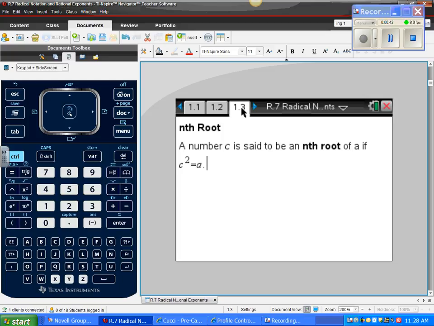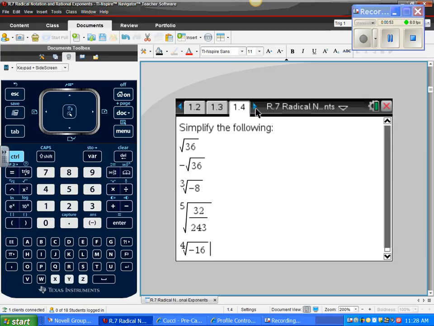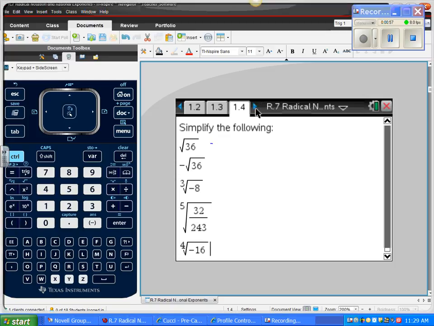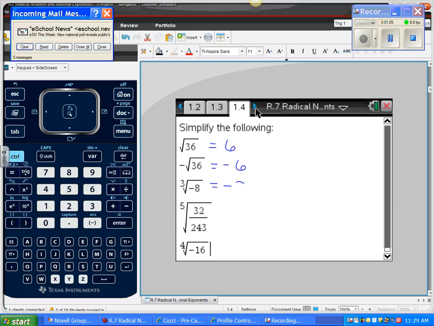Okay, so a number c is said to be an nth root of a if c to the n equals a. So that's just a general idea of how we find an nth root. Simplify the following. Okay, quick and easy here, guys. Square root of 36 is 6. Negative square root of 36 is negative 6. Cube root of negative 8 is negative 2. And we know this because negative 2 times negative 2 times negative 2 is negative 8.